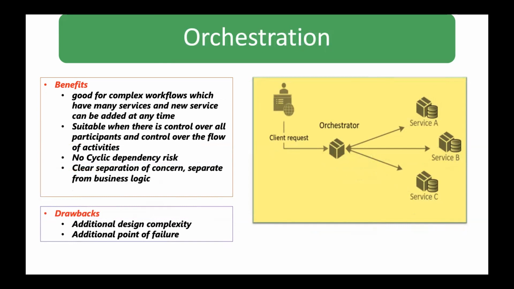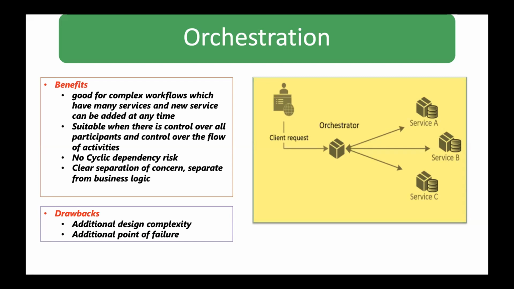So what happens in orchestration? It is designed for complex processes, and services can be added at any given point of time. Are we clear? You have control over the participants. Participants are the ones performing the transactions, and you have control over the flow of activities. There's no cyclic dependency, and there's a clear separation of concerns. Drawbacks are what? A little bit of design complexity and an additional point of failure.